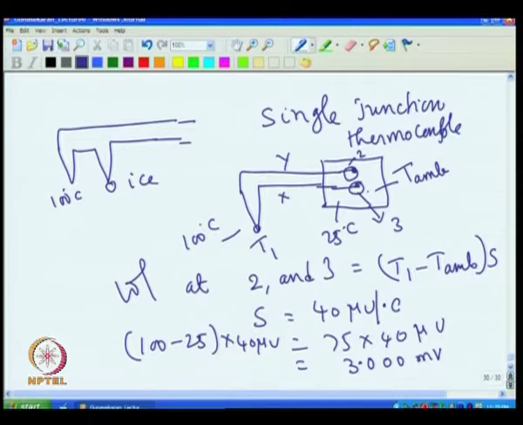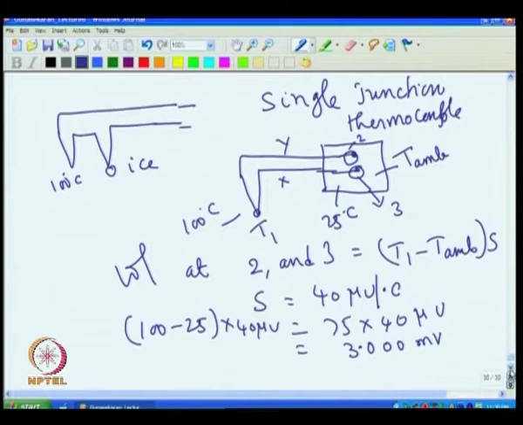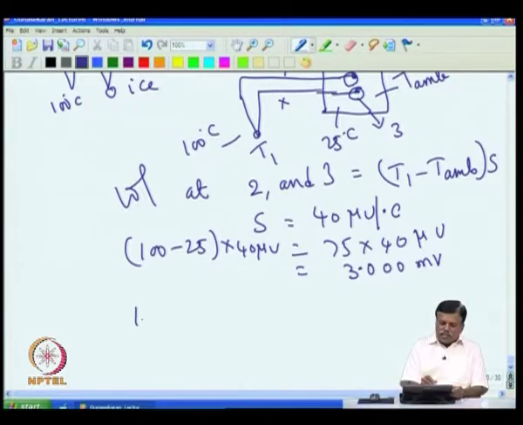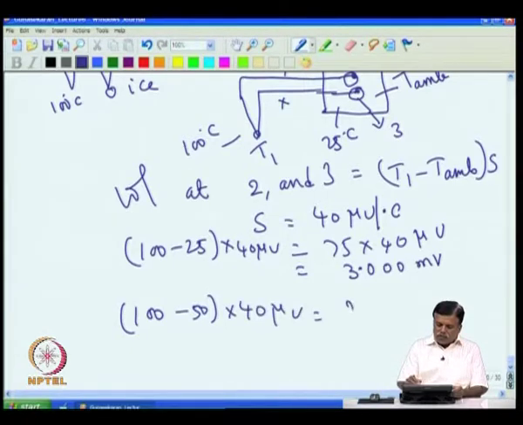Of course, there is no issue because we have now eliminated one junction, and we have only one junction terminated at room temperature. So, ice is no more required. But the problem is that if the ambient temperature changes, suppose the room temperature changes, then you will have a problem because we are terminated at room temperature. Suppose the room temperature goes to 50 degree. This temperature is continuously 100, but this has changed from 25 to 50 degree because the room temperature changed. Then this will give you only 50 times 40 microvolt, which will be only 2 millivolt.